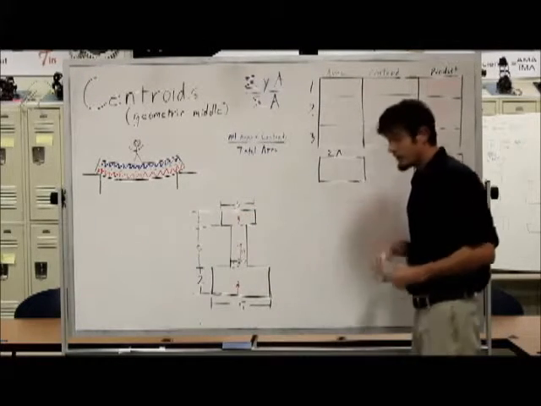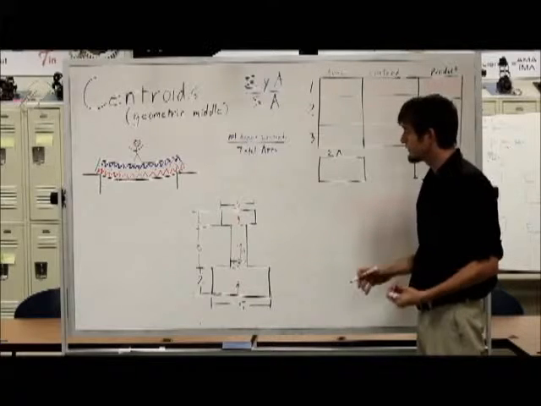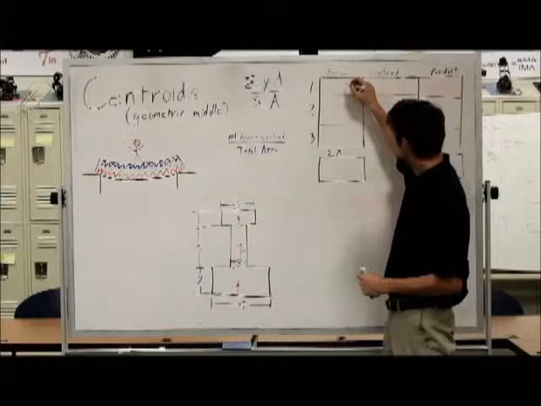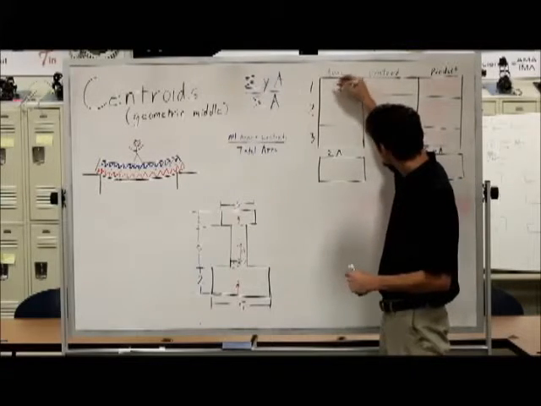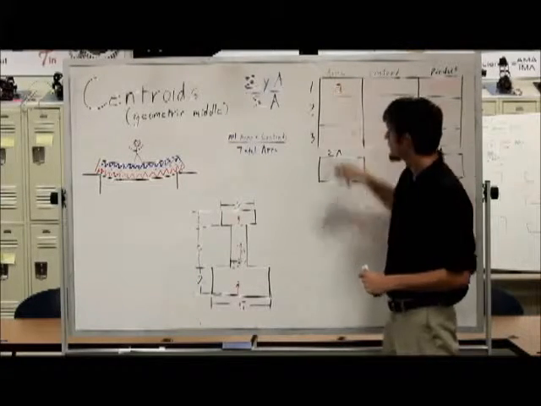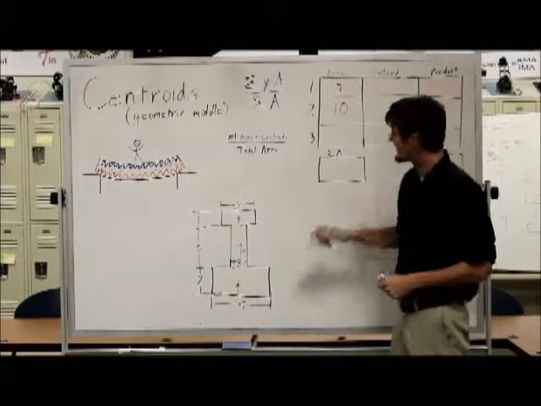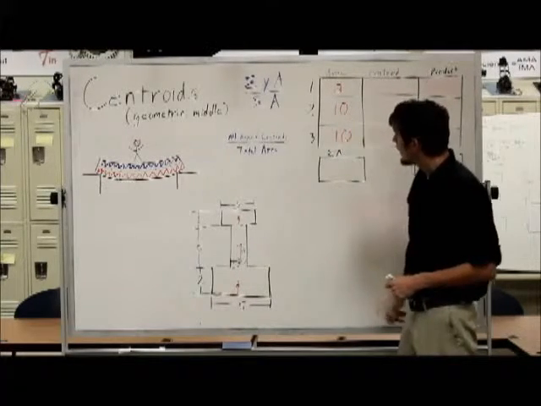A couple of things I can do really quick is find the area of all the shapes. My first area is going to be 3, since 1 times 3 is 3. And 2 times 5 is 10, and 2 times 5 again is 10.